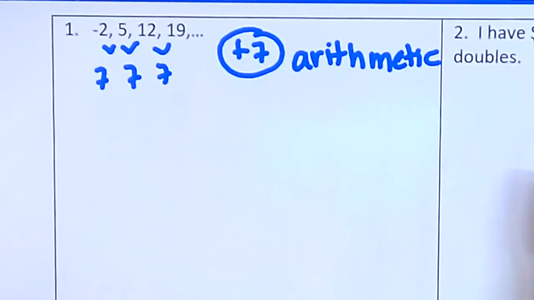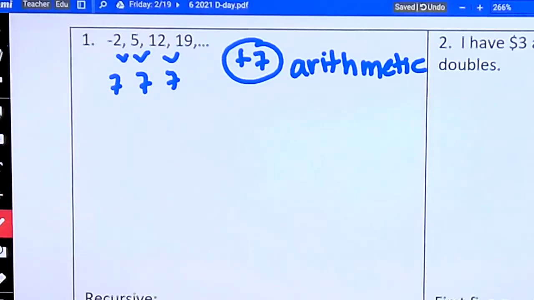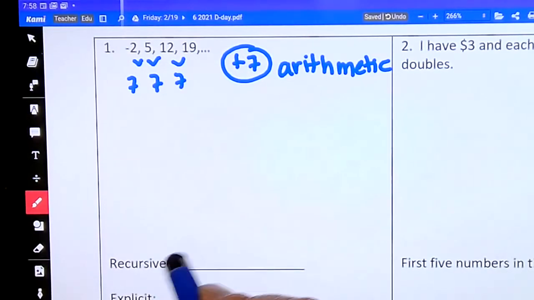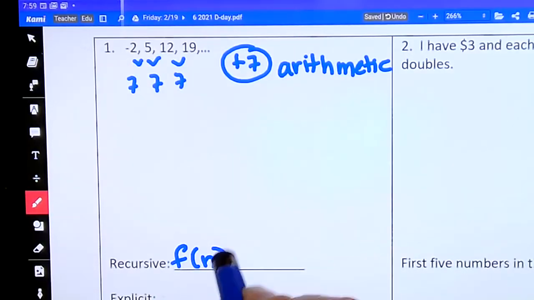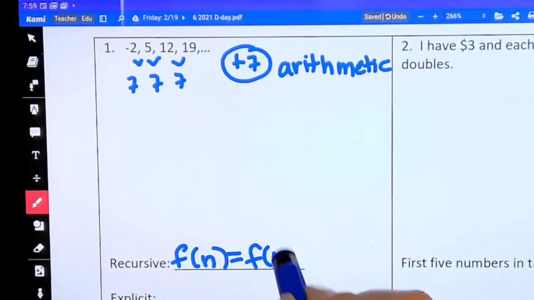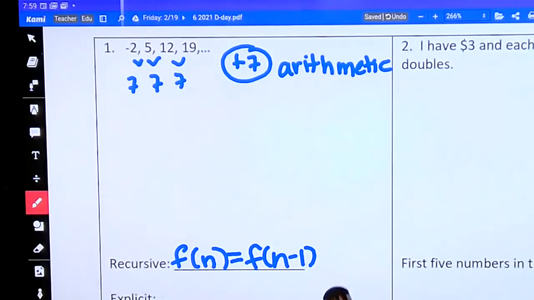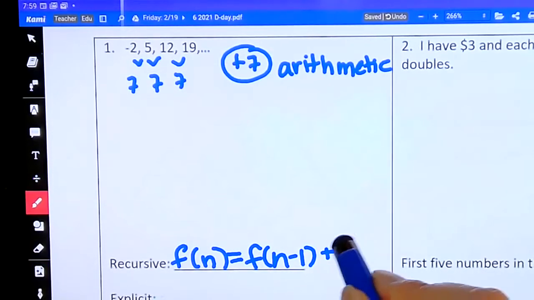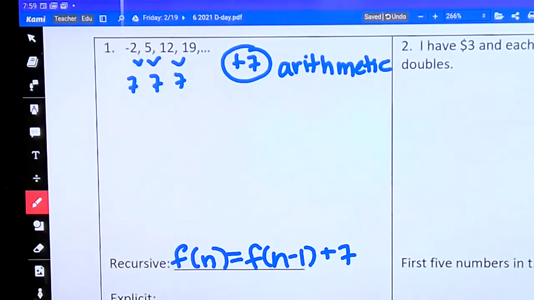They want us to write the recursive formula. Let me just make this a little smaller. So the recursive formula is going to be f of n equals f of n minus 1. That's how we're always going to start. And then what we are doing, we are adding 7, so we're going to put plus 7. Now, we also always need to have a start. We need to know where we're starting.